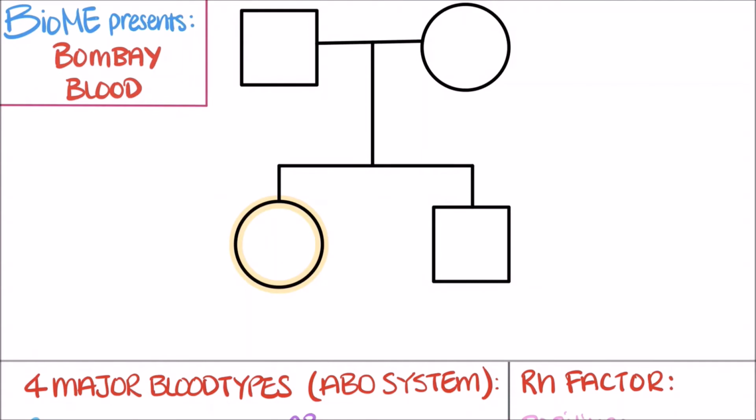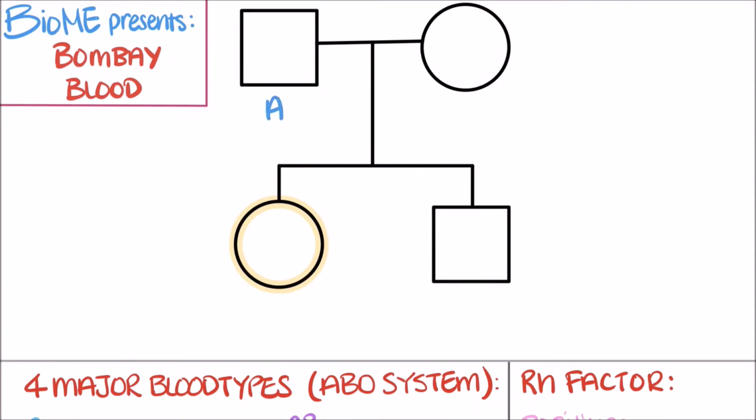Hi everyone, let's talk about the extremely rare Bombay blood group. We're going to start with a mystery. This is a pedigree. Squares represent males and circles represent females. This couple has a daughter and a son. But here comes the interesting part.